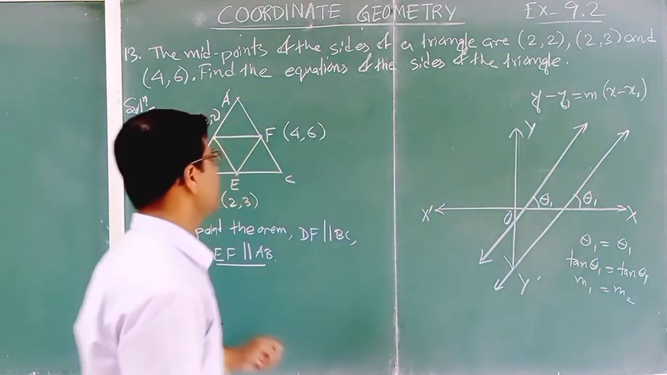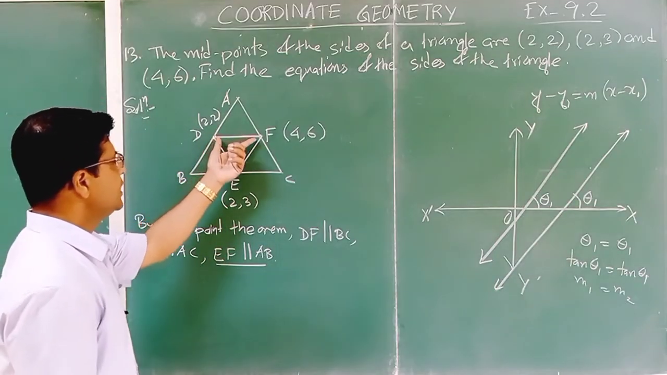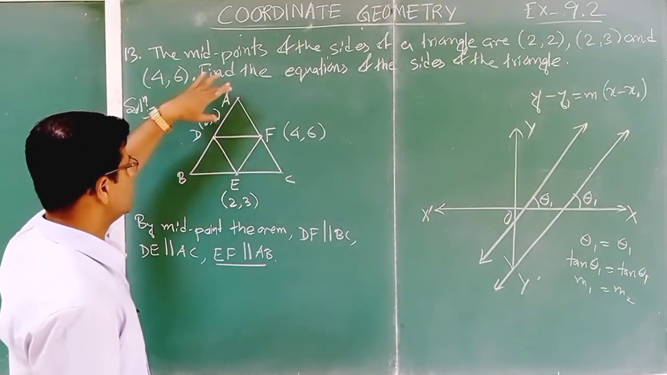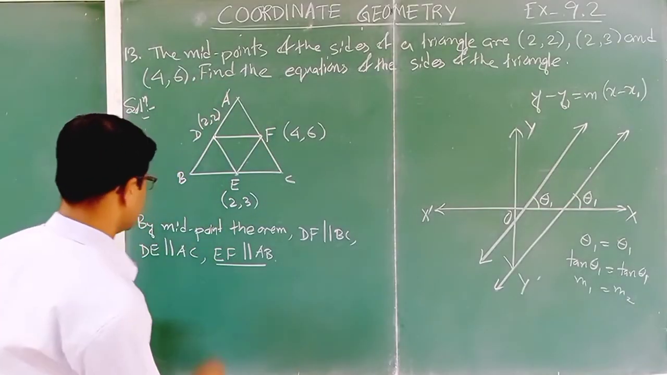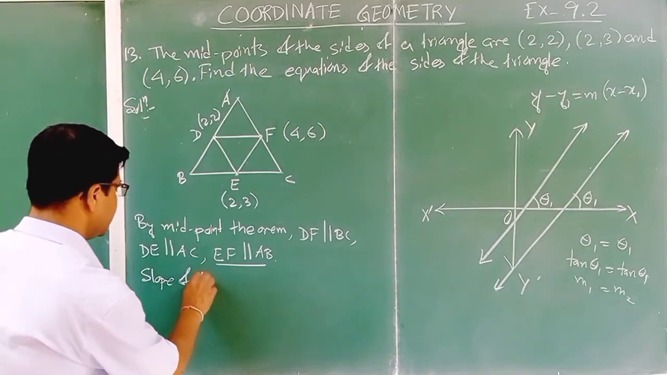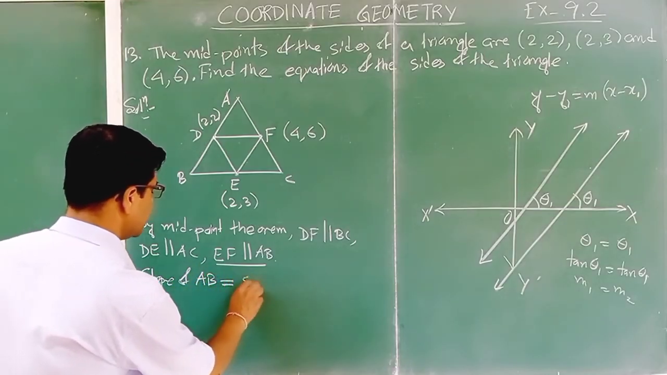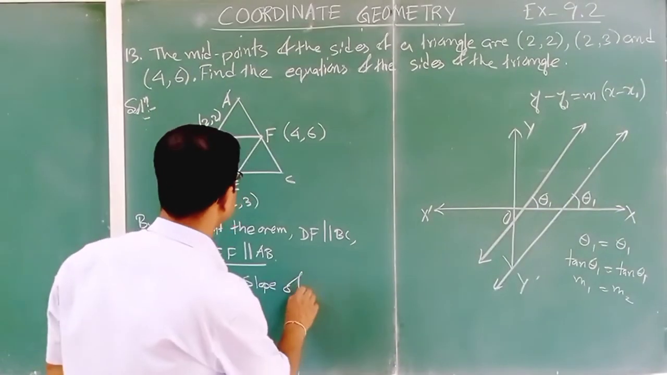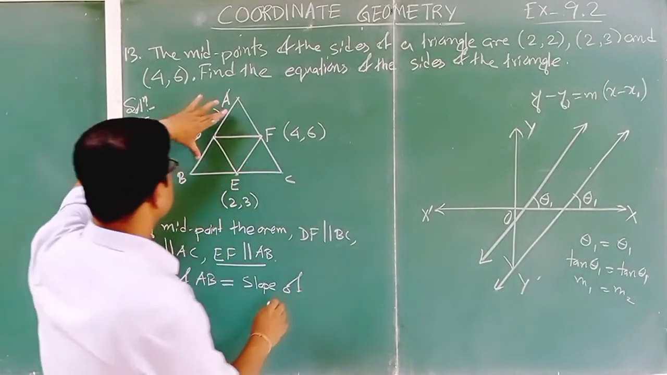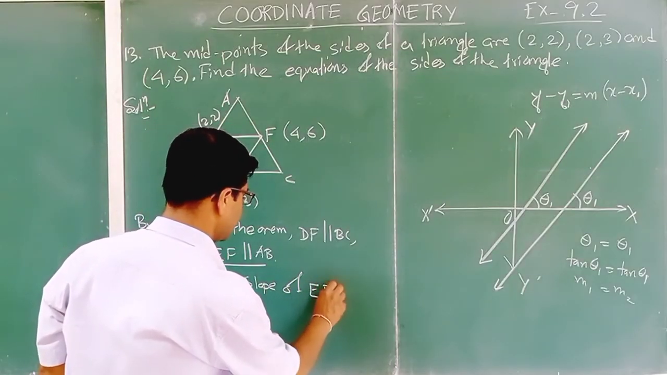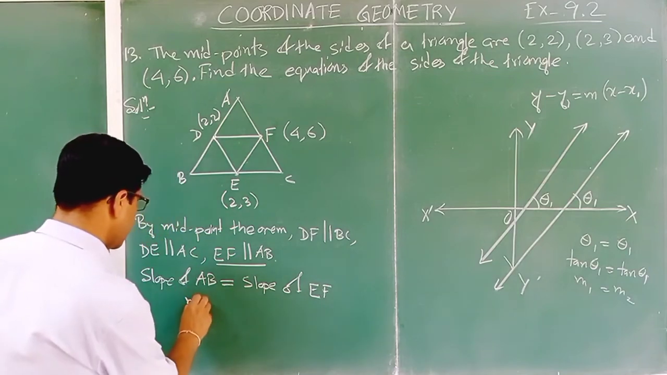So we shall find the slope of this line. The slope of this line is equal to the slope of that line. That means the slope of EF and the slope of AB will be the same. So let us write: slope of AB is equal to the slope, or you can use the word gradient, of EF, since AB and EF are parallel. Say it is denoted by M1.